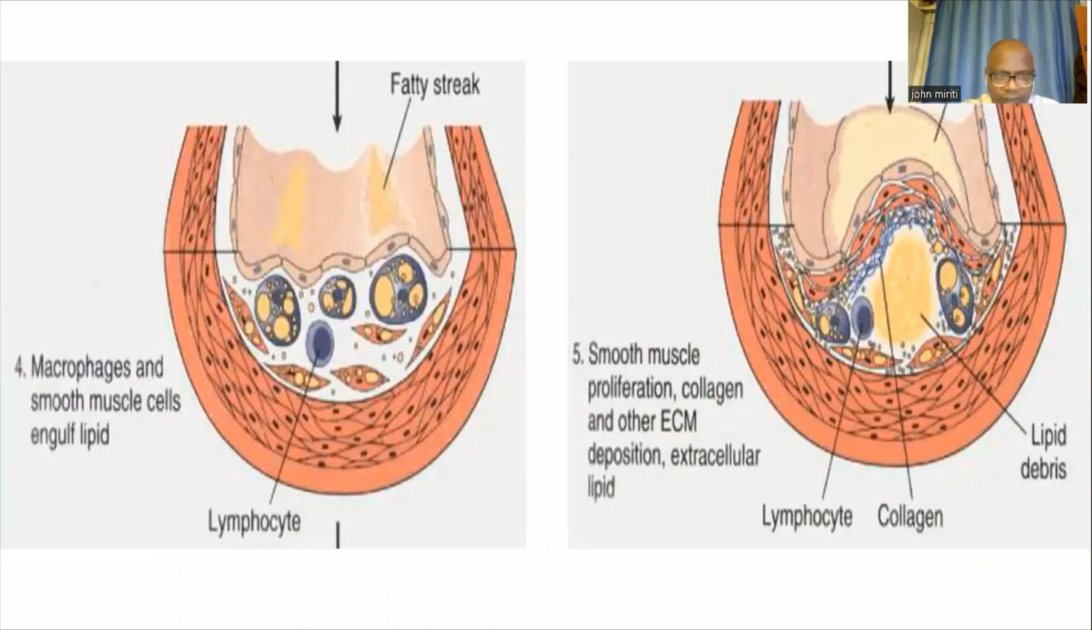The macrophages and the smooth muscles engulf the lipids, and lymphocytes come there, so you can see the fatty streak, and also smooth muscle proliferation, collagen, and the extracellular matrix deposition. So you can see the fibrofatty atheroma, how it is taking place slowly. You can see how the collagen is being deposited there, the lipid debris, and because of the injury of the intima, the inner part of the blood vessel, on the endothelium.